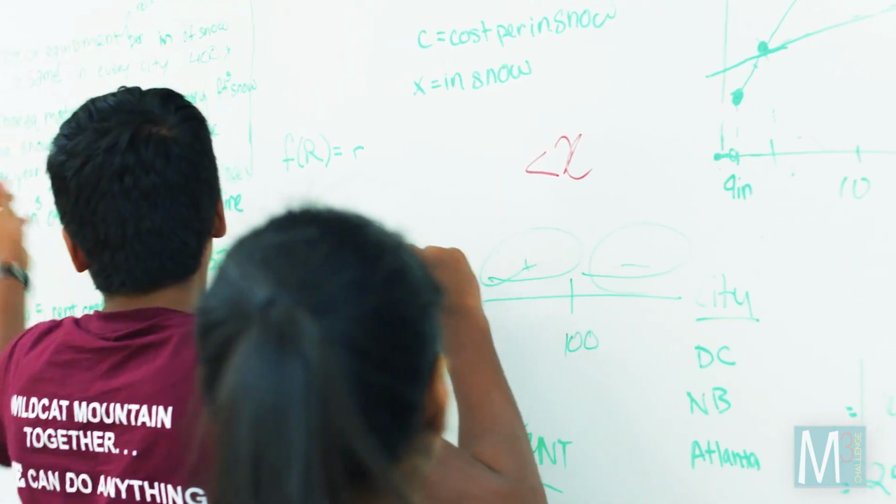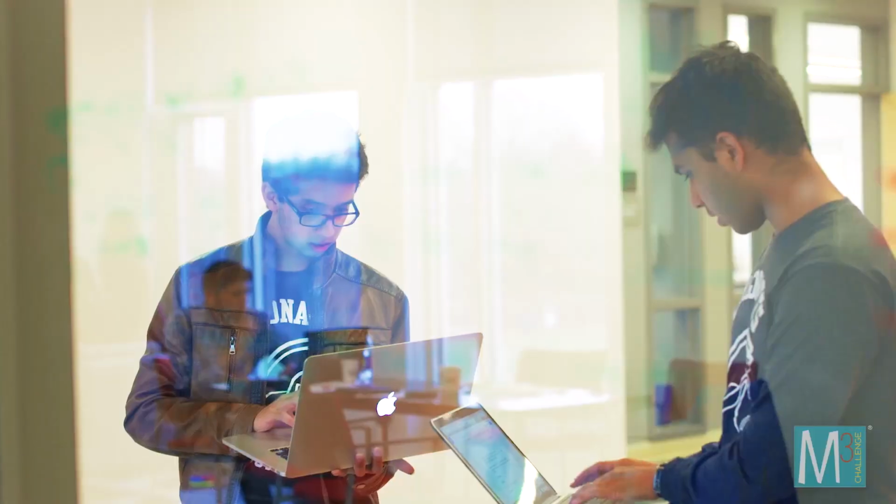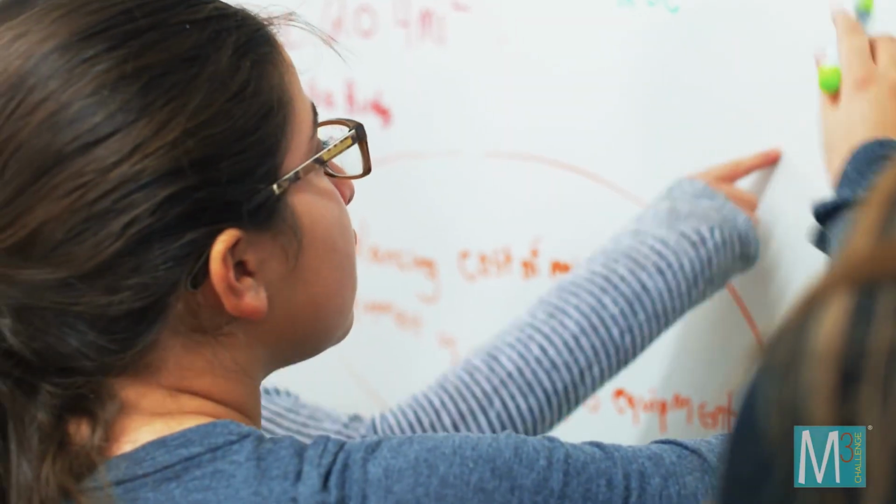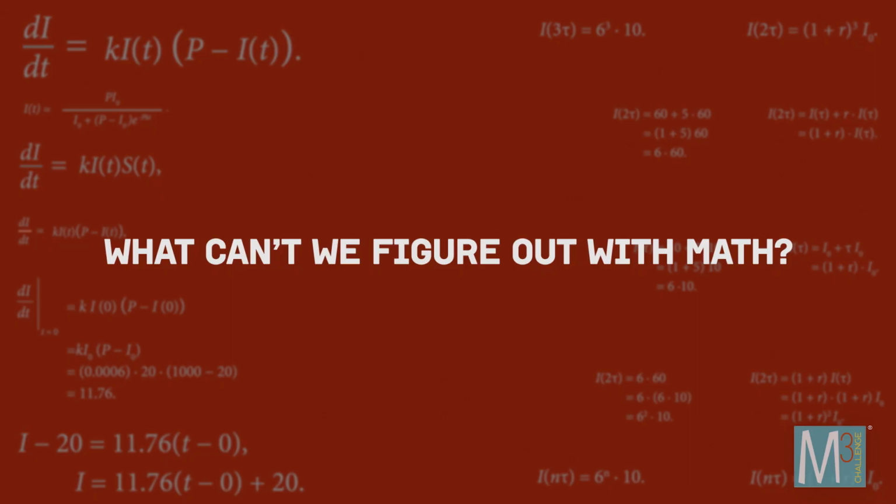Modeling is more than just math. It's what assumptions we made, how we came up with those assumptions, and the justifications is extremely important. Math modeling can help us answer big, messy questions about things like recycling options, spread of disease, and even the thrill factor of roller coasters. So now, instead of asking, what is all this math good for? The question becomes, what can't we figure out with math?